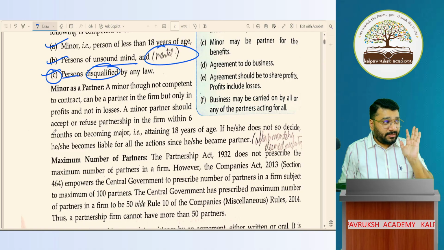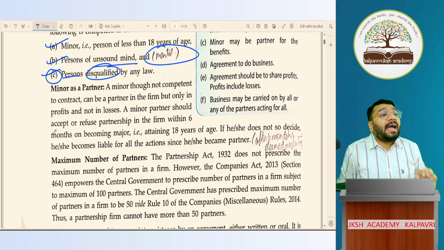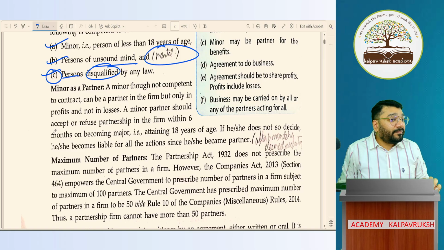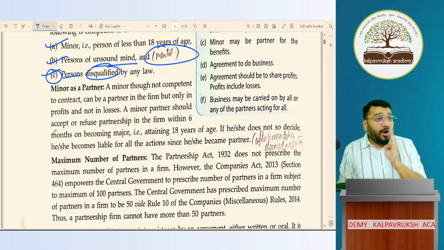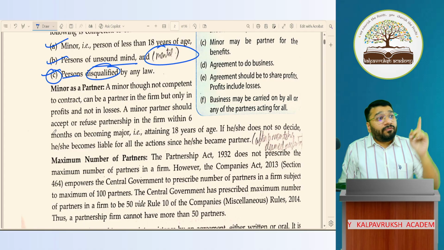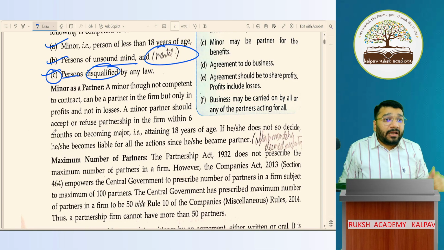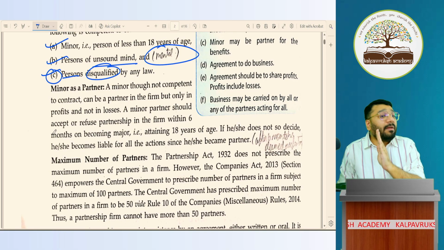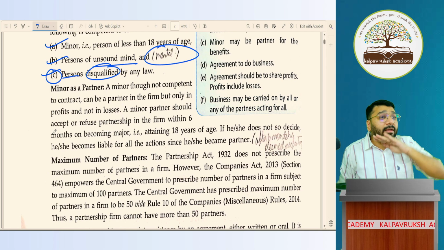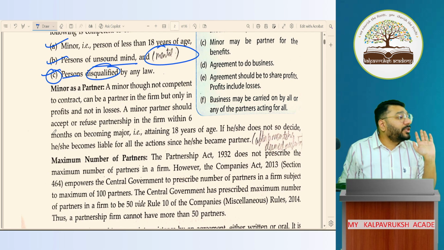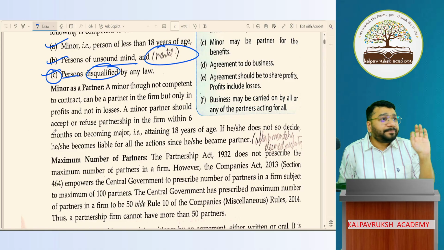Now the question is, from what date is he liable to pay all the liabilities? From 1st July, or from his date of birthday, or from the day he became the minor partner? From the day he became the minor partner, from that day onwards, whatever is the liability of the business, all the partners have to share it proportionately. Got it? Not got it? Got it? Okay.